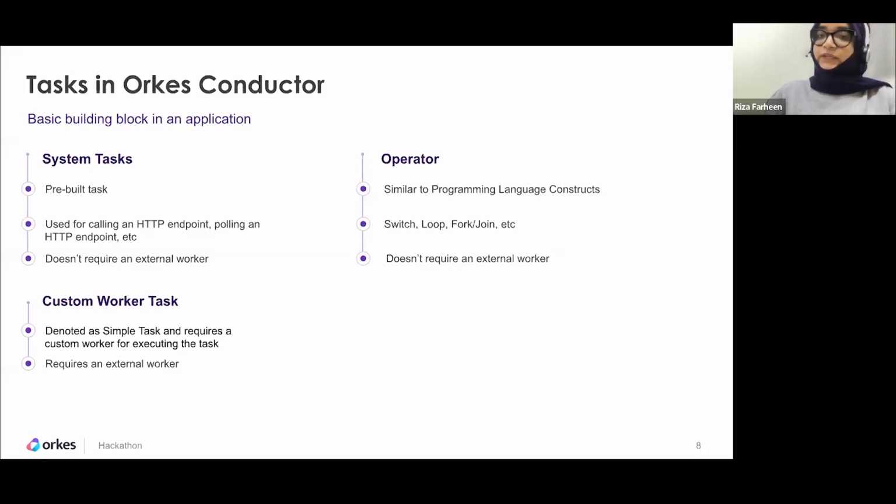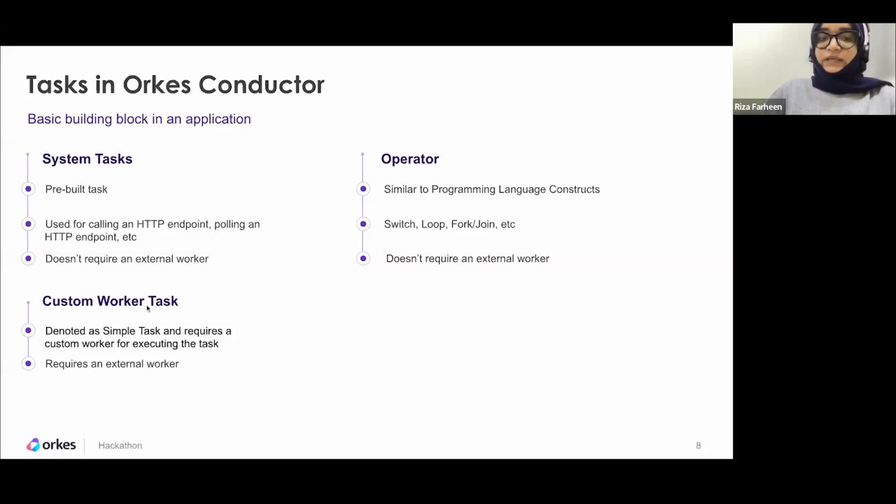If you want to handle conditions, you can use operators. For looping conditions, you can use operators. And to run tasks in parallel, you can use fork join. The system tasks and operators will not require an external worker to be set up. The concept of a worker will be explained in detail in the upcoming slides.